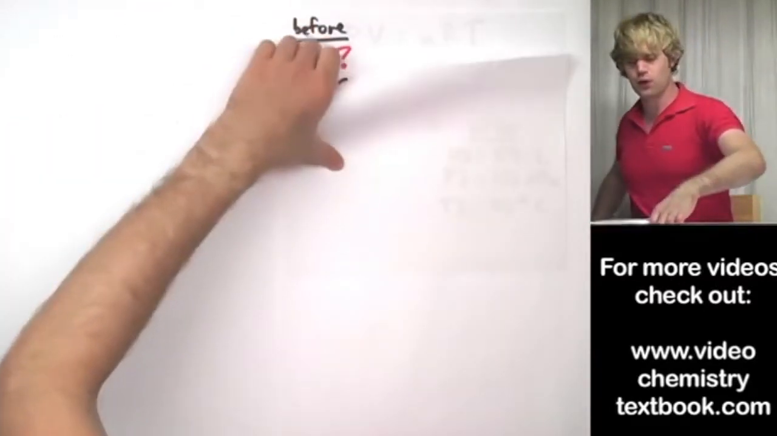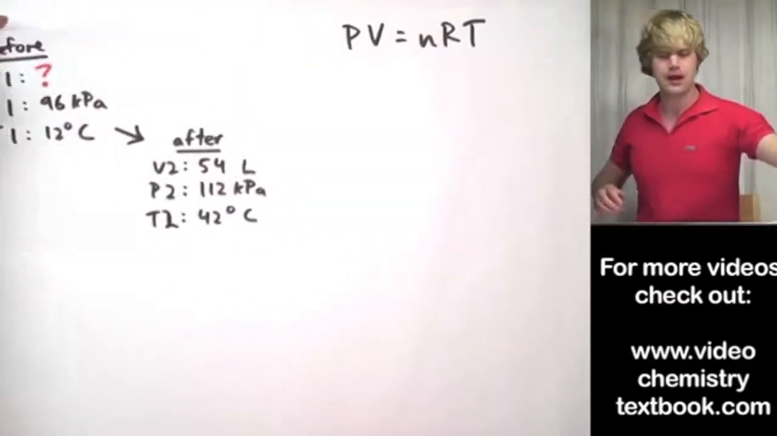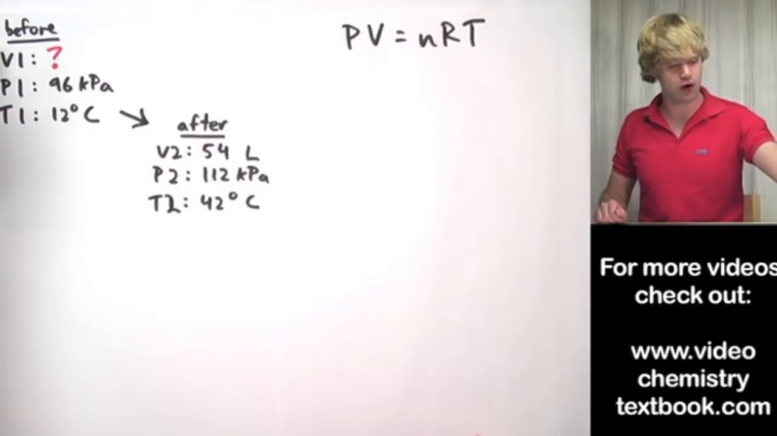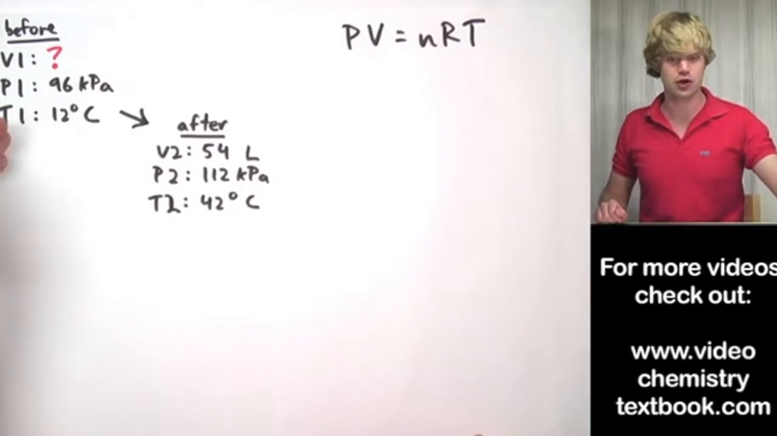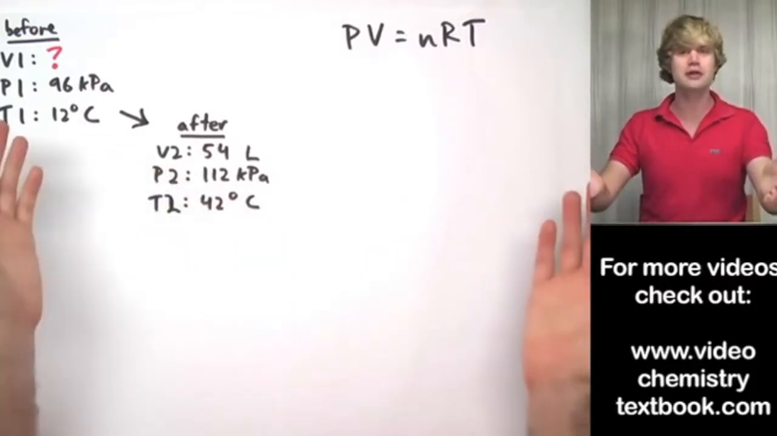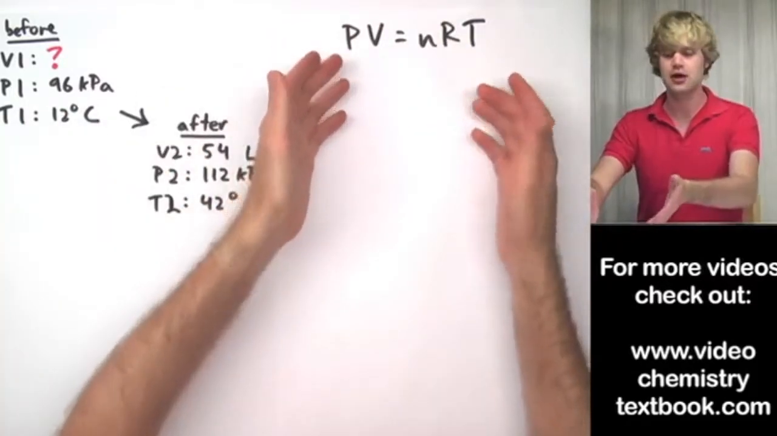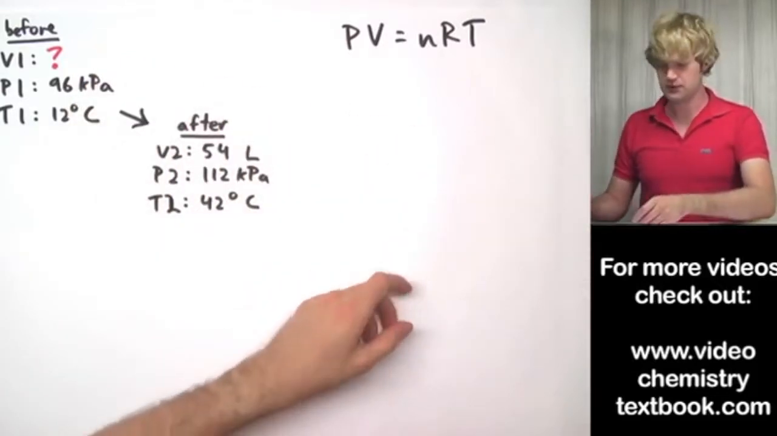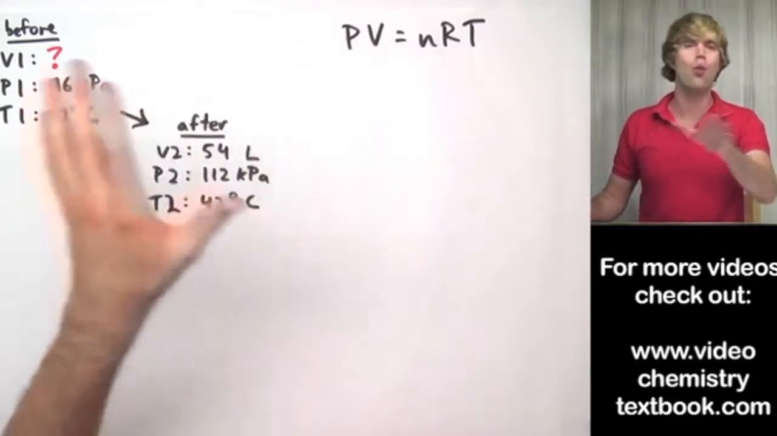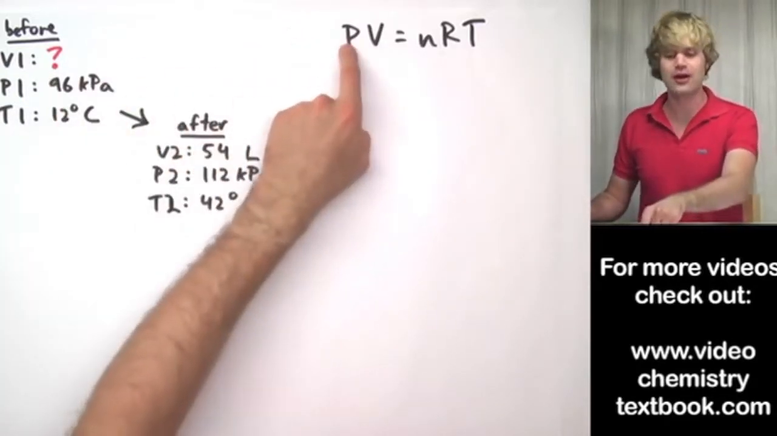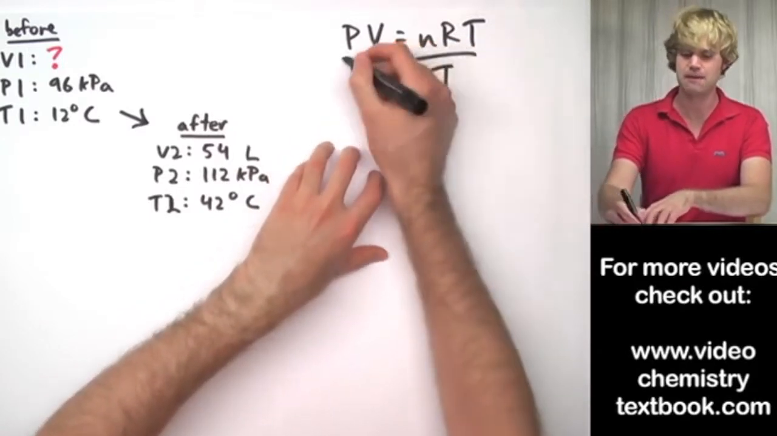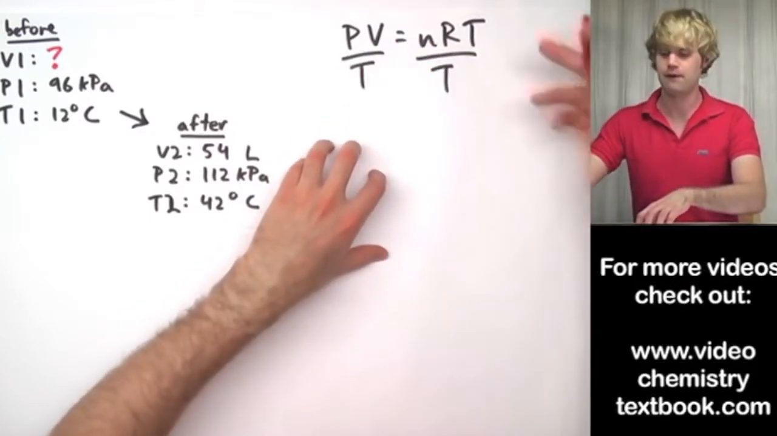This is one that's a little bit trickier. I have a before and after here where three variables are changing. I have volume, pressure, and temperature. So everything that I've been doing up until this point has just had two variables changing, but it's no big deal. You can use this technique for any number of variables. So volume, pressure, and temperature I want to get on one side of the ideal gas equation. So I already have pressure and volume here. So how about I divide both sides by T to get them all together here.